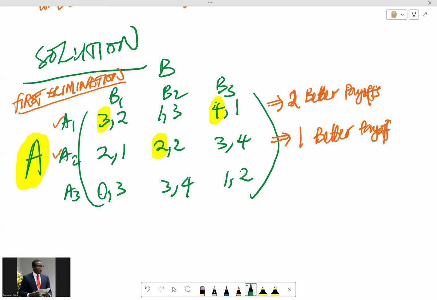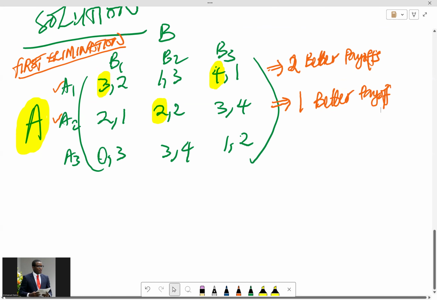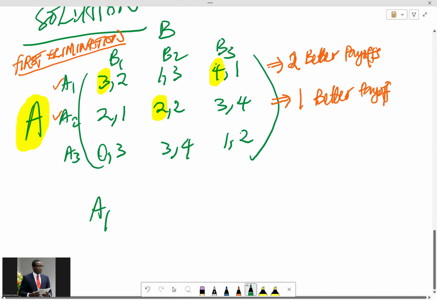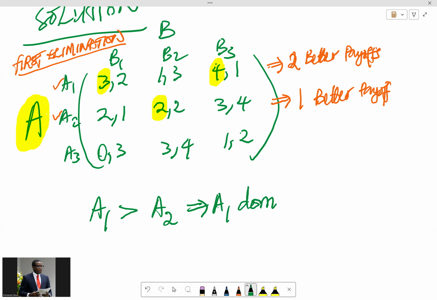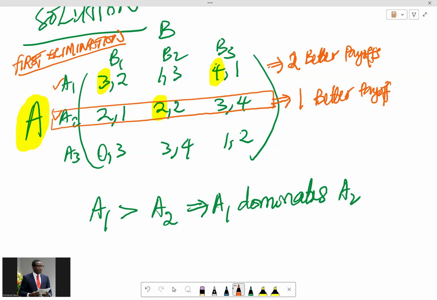Overall, we see that strategy A1 dominates. So we say strategy A1 is greater than strategy A2. This implies A1 dominates A2. That simply means that as far as player A is concerned, we have to eliminate strategy A2. So we have to cross out strategy A2. We don't want strategy A2 anymore because it's inferior to strategy A1. So that is the first elimination, and A has taken charge in that case.